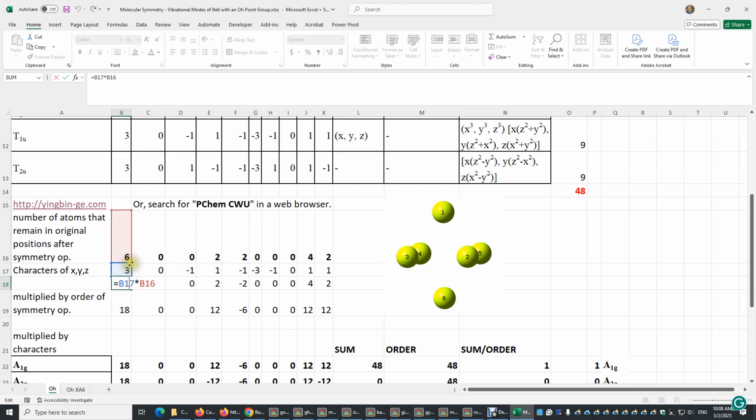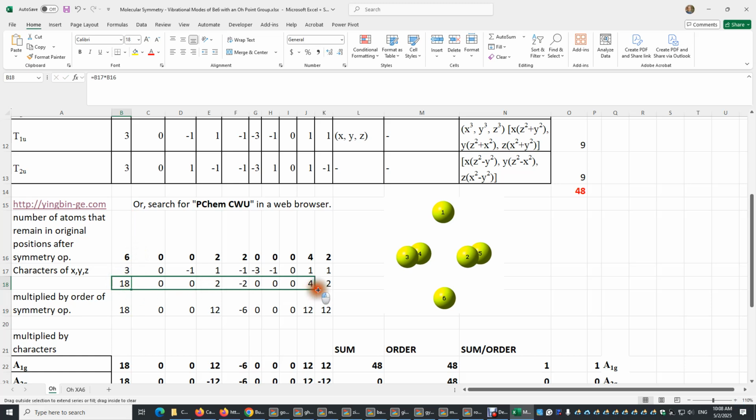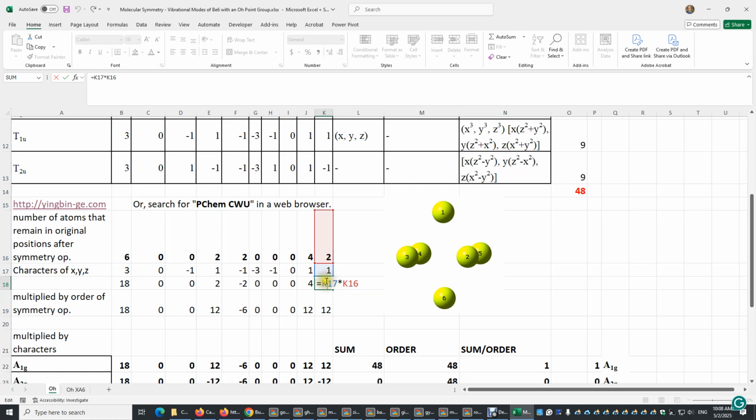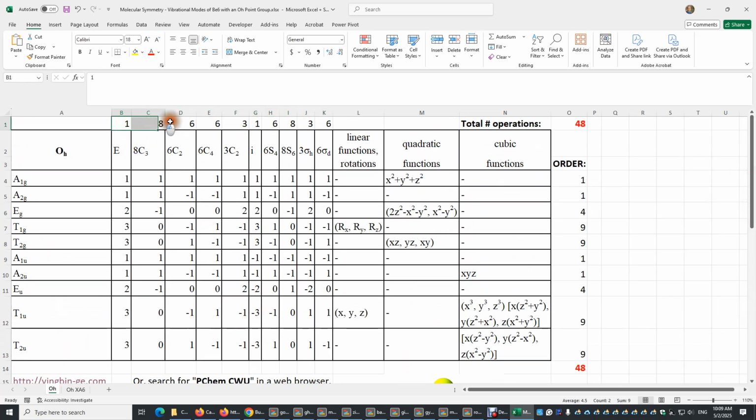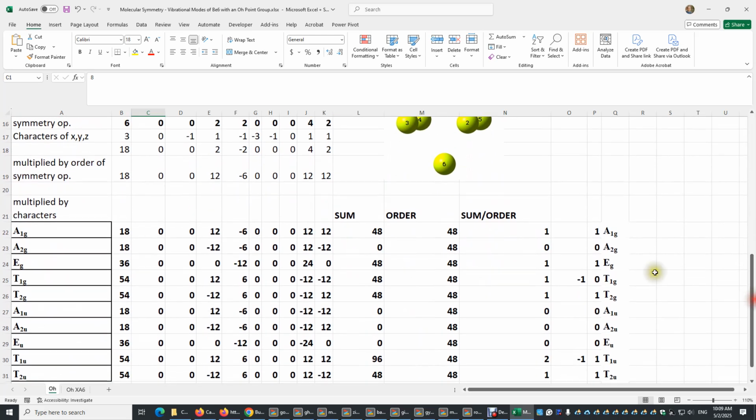Now we do a multiplication, B17 times B16. We'll just do the multiplication over here. And you can see this one is K17 times K16. We got these products. And now we multiply these numbers by the order of symmetry operations. That's just the number of symmetry operations in each type. We have 8 symmetry operations that belong to this type. We have 6 symmetry operations that belong to this type. So we do that as well. And after this multiplication, we get these numbers.